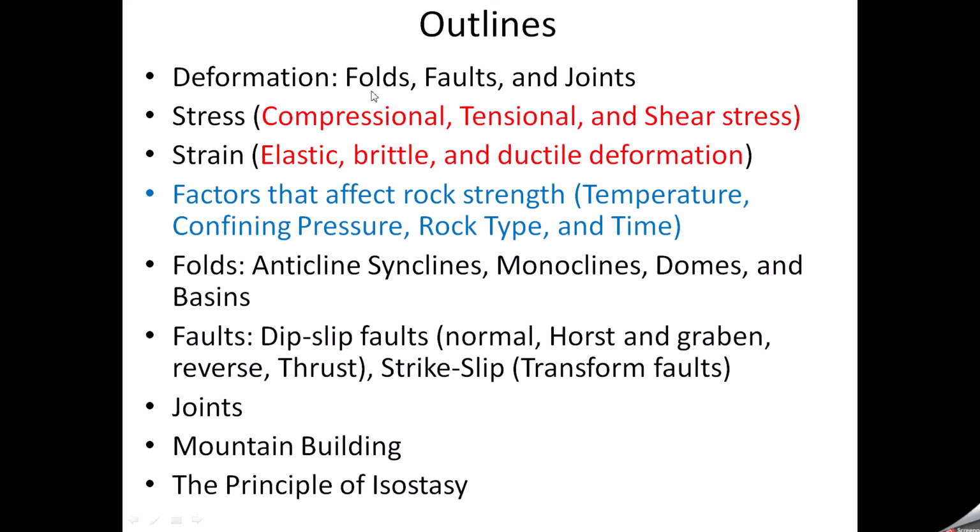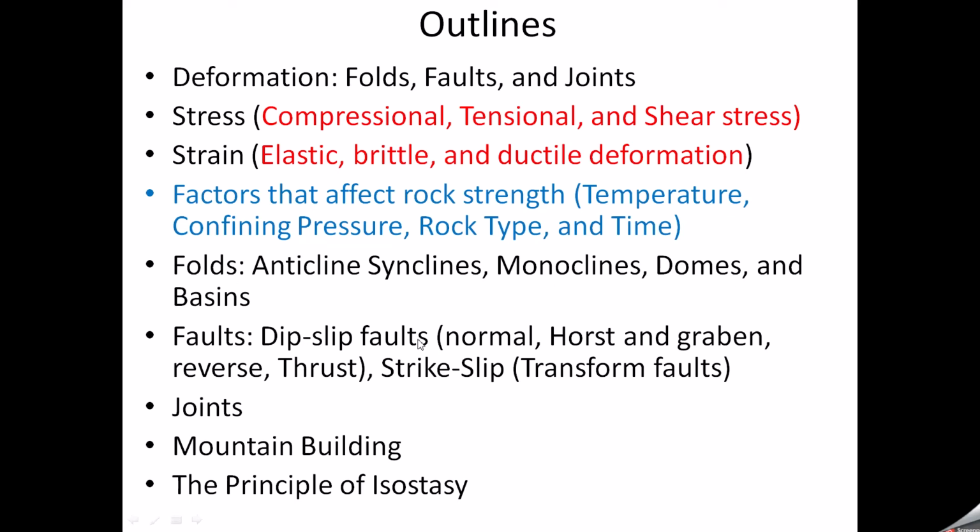Chapter 11, deformations: we have faults and joints. Stress that applies to rocks: compressional, tensional, and shear stress. And the product of the stress is strain, or response to the stress: elastic, brittle, and ductile deformation. Factors that affect rock strength: temperature, confining pressure, rock type, and length of time. Faults, anticline, syncline, monocline, domes, and basins.